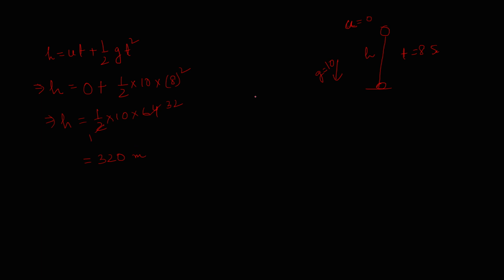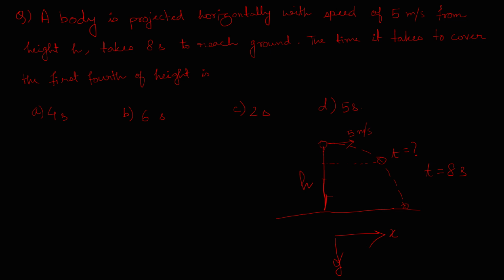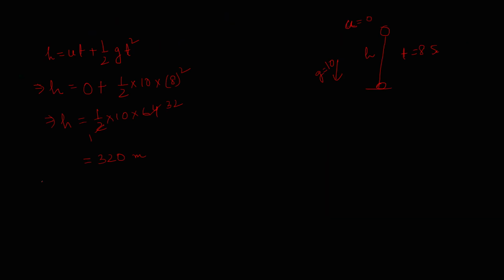So the total height of the ball is h. The ball was projected at a speed of 5 meter per second horizontally from a height of 320 meter. Now, what is 1/4 of 320? h by 4 is 320 by 4, which is 80. Now the question is, when the ball drops 80 meter, what is the time required?